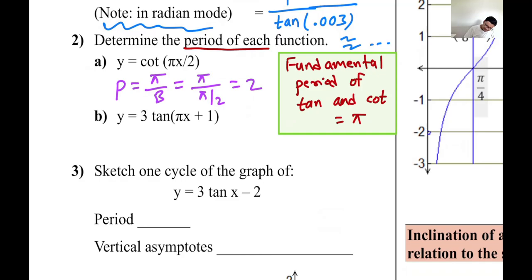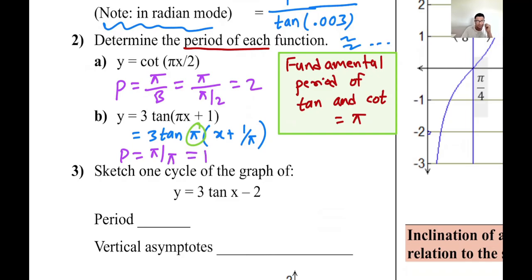In the second function, first you need to realize this can be written as 3 tan. You have to factor out that pi. Okay, when you write it in the general form, the shift is 1 over pi, but the period itself is affected by that pi in front of x. Okay. So the period now will be pi divided by that pi, which is 1. Okay.